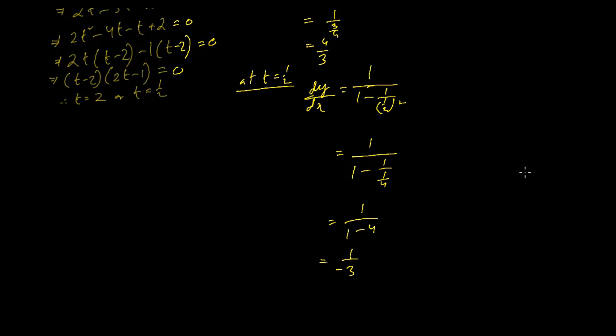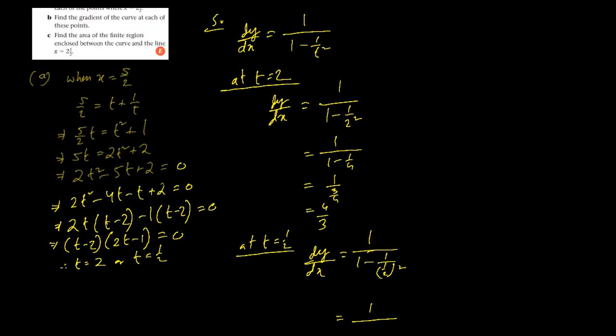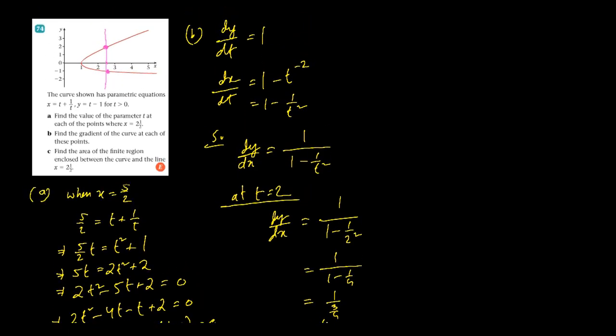Now that we have found the gradient at the 2 points, we have to find the area of the finite region. The area that we have to look for is this region. Find the area of the finite region enclosed between the curve and the line. So this line is x equals 2.5. So this is the region we are looking for.